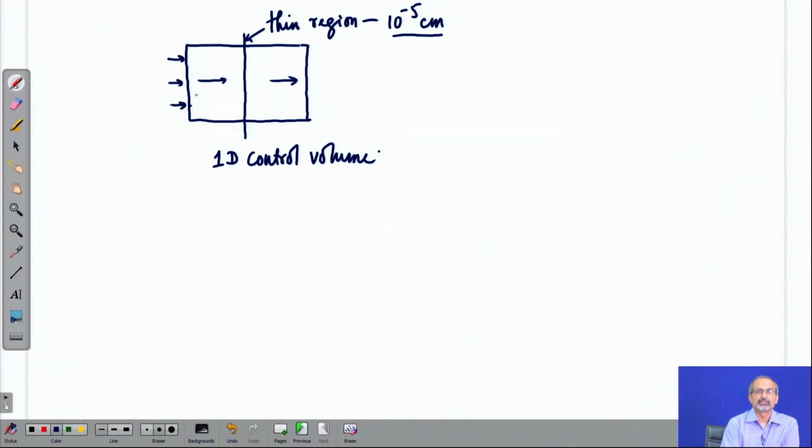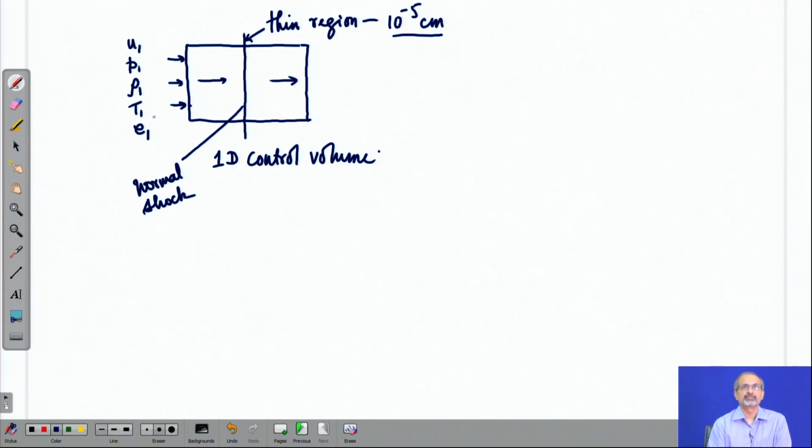So, when the flow approaches the normal shock, it has some accompanying properties. Let us say the velocity is u1, pressure is p1, density is rho 1, temperature is T1, internal energy in specific sense is E1, and so on. You can further say enthalpy and other properties including entropy. And then after the flow crosses the normal shock, let us define the properties like this.